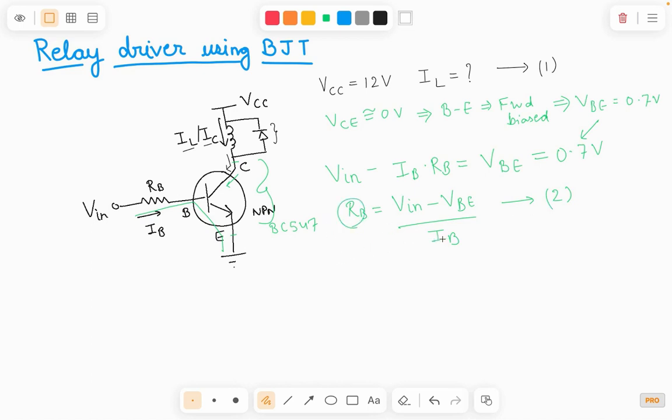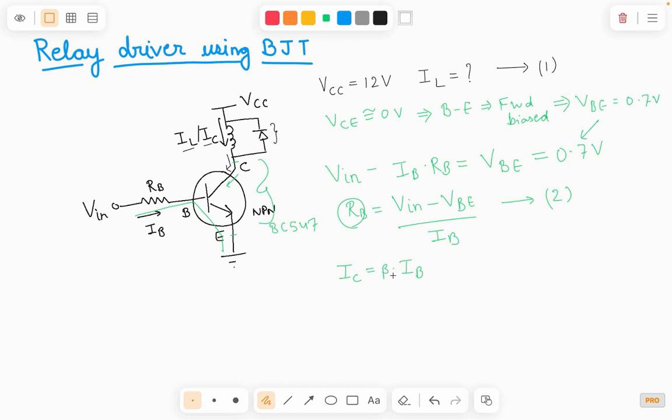Now, the other unknown in this equation is the base current. How do we find it? As I'm saying that, we will be operating this transistor in a saturation region. Just before a transistor enters into a saturation region, this equation holds true. This is at the borderline of the active region and the saturation region.